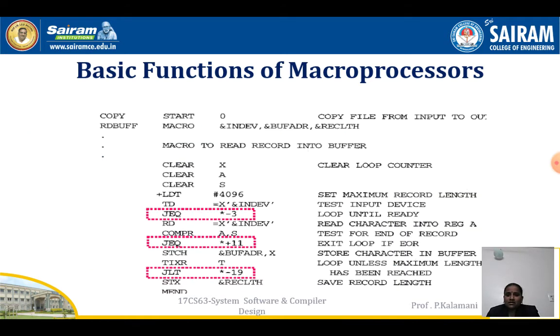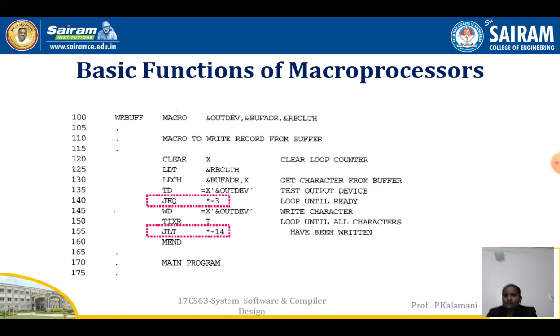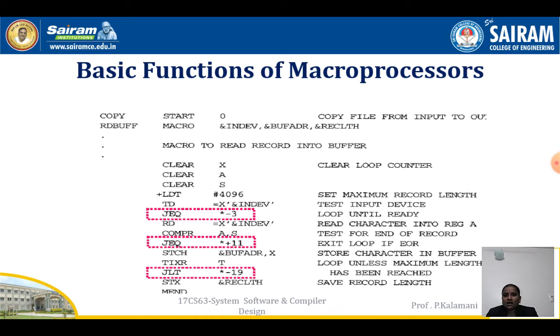See here we have two macros. The first one is rdbuff. The macro name rdbuff is followed by the keyword macro, which is followed by the parameters indef, buff at, record length. These are all parameters preceded with the ampersand sign, and then the macro definition follows, which ends with mend. Mend is the end of the macro. So the macro name is followed by the keyword macro, followed by the parameters starting with ampersand, a set of statements, and it ends with mend.